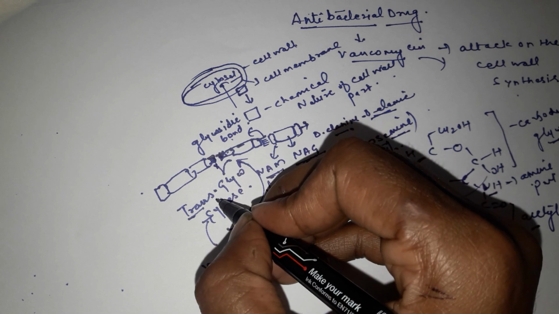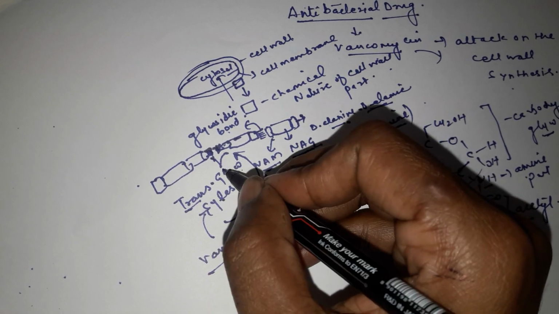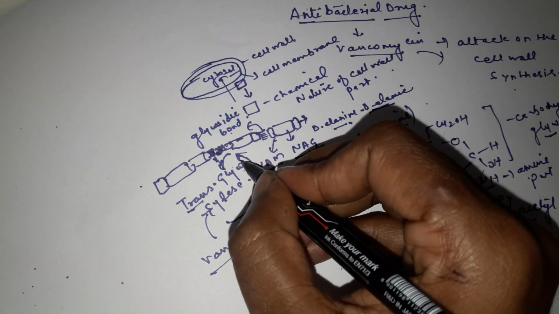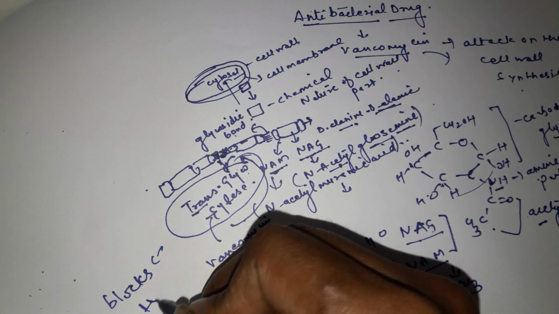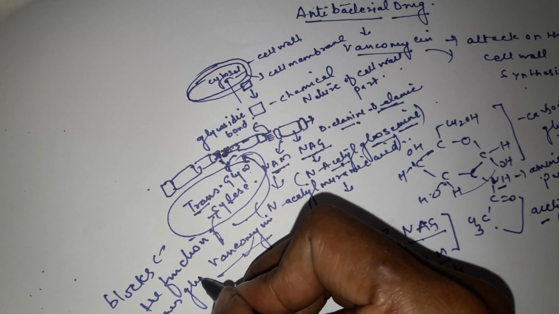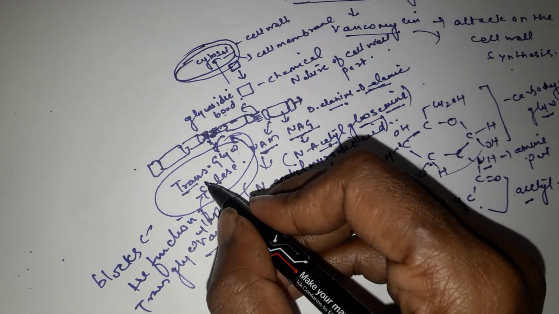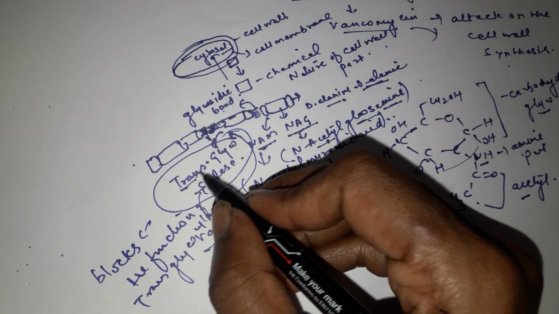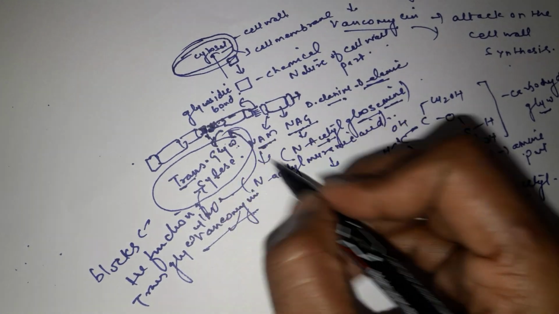It stops transglycosylase from attaching in this part, and itself attaches in this part. So it blocks the function of transglycosylase. Because it inhibits transglycosylase, which is an important part of cell wall synthesis, there will be dysfunction, and that's why cell wall synthesis will be stopped here.